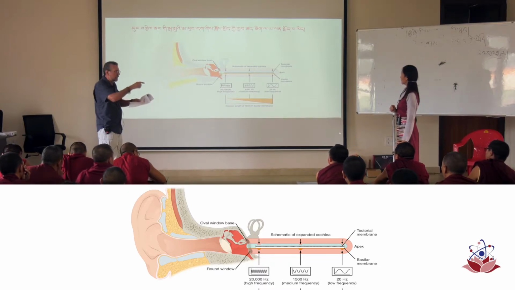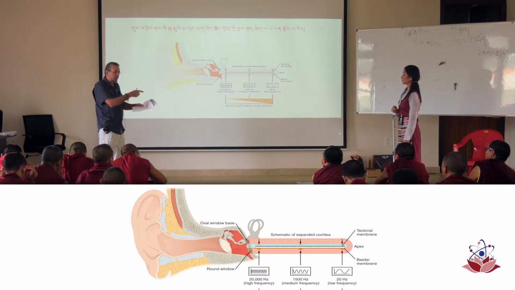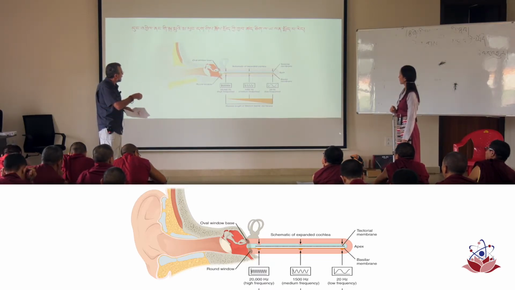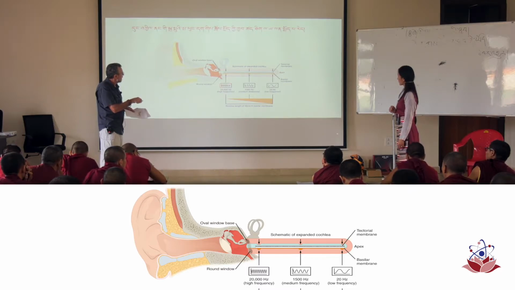And while it's normally a swirled structure, if we were to linearize it, we can see that different parts of it have hair cells that respond to different frequencies of sound.